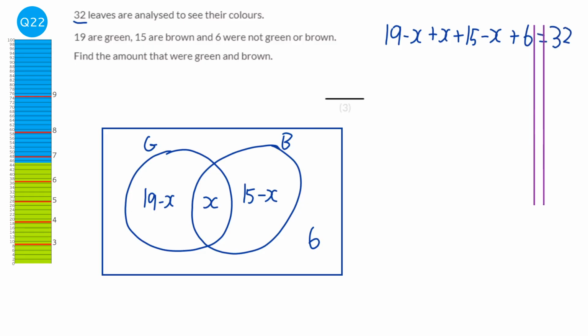And let's get our solving lines in. So we've got minus X and minus X, so that will be a minus 2X. And we've got 19 plus 15 plus 6, which will be 40, equals 32. We're going to take away the 40 both sides.